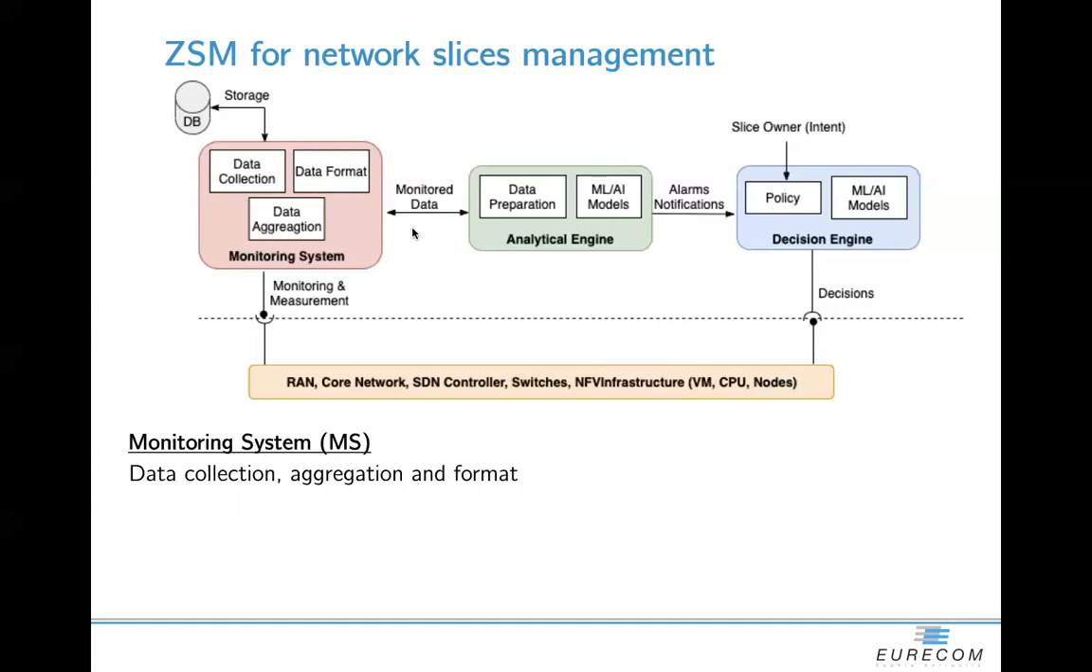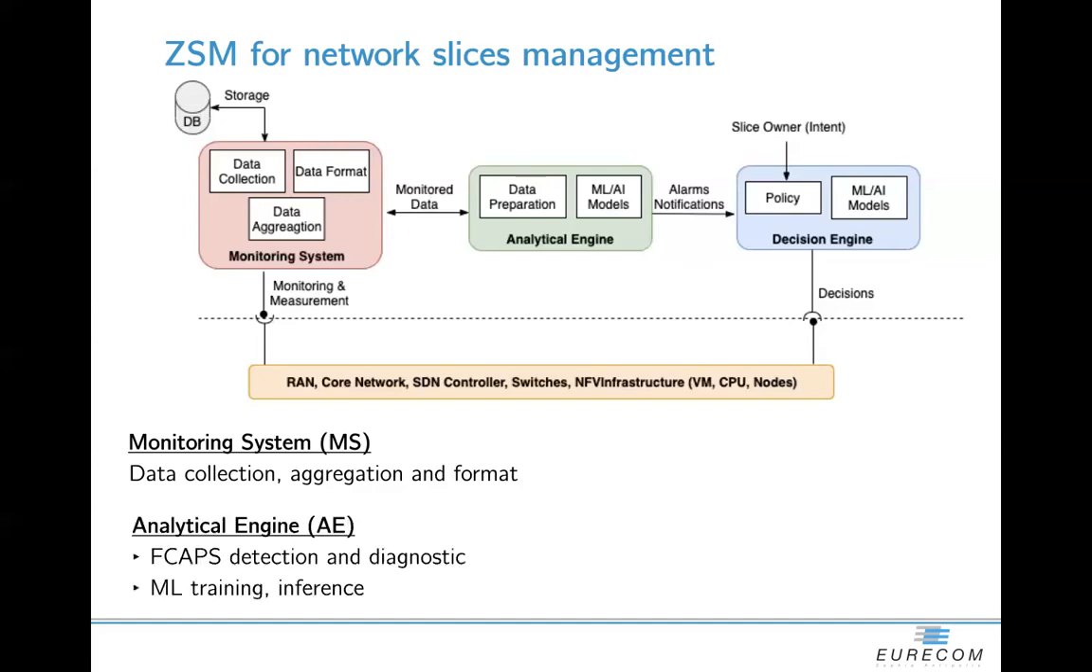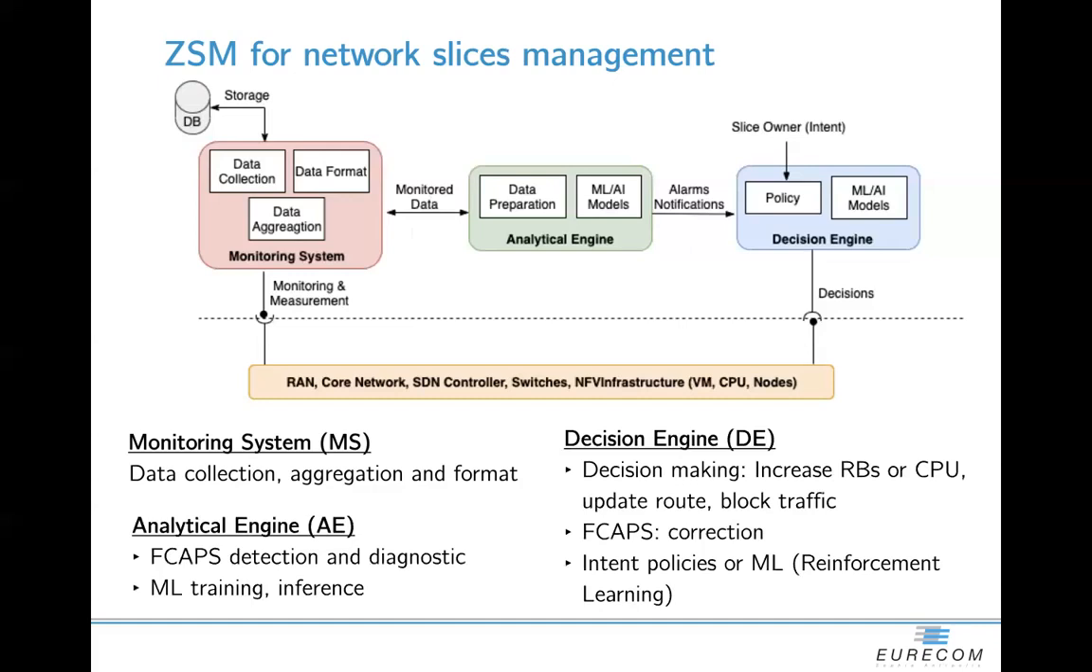Then this analytical engine will generate notifications and alarms to a decision engine, which takes the decision, based either on a policy provided by the slice owner or using a reinforcement learning algorithm inside it. So decision making for the decision engine could be, for instance, increasing the resource blocks or the CPU dedicated to the virtual network function running the slice component, updating routes in the case of the transport network, or blocking traffic as in the case of this demo.